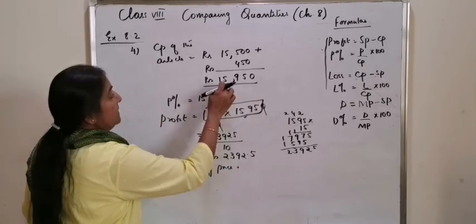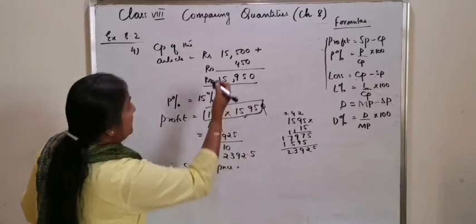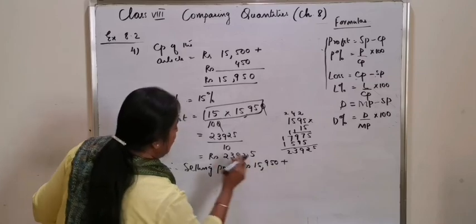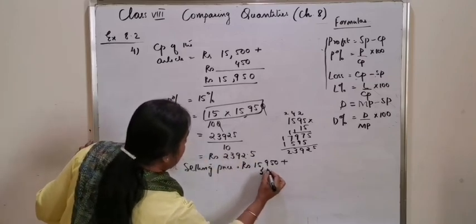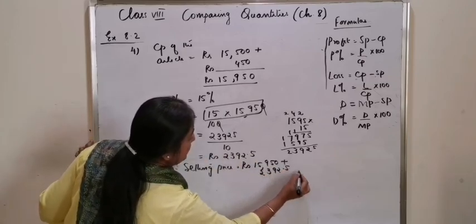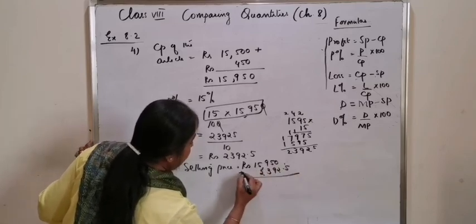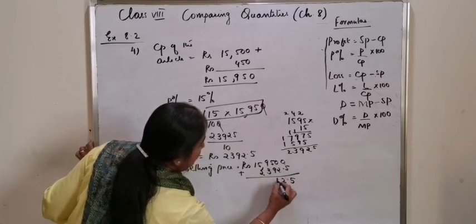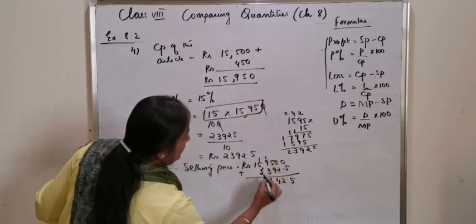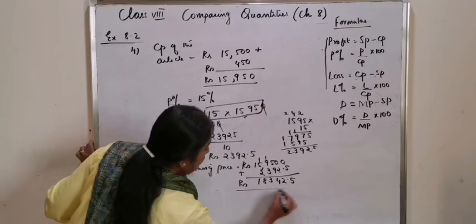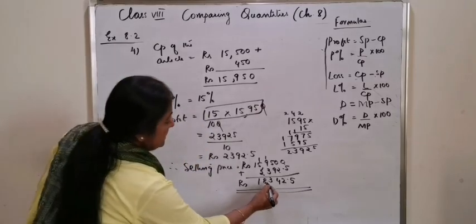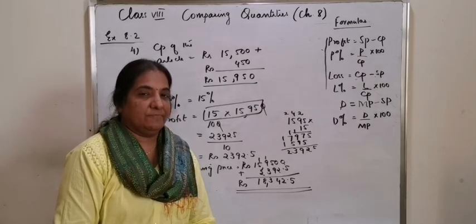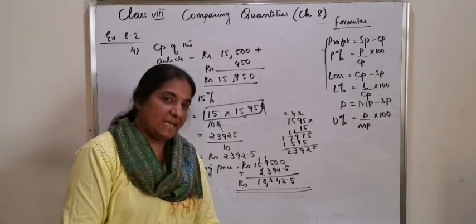The selling price is equal to rupees 15,950 plus 2392.5. That is rupees 18,342.5. We will do the remaining sums in the next class.